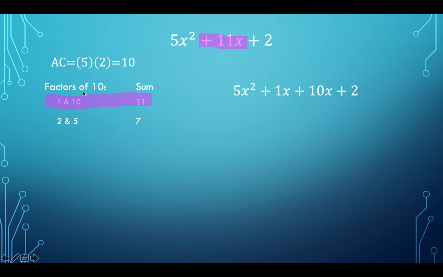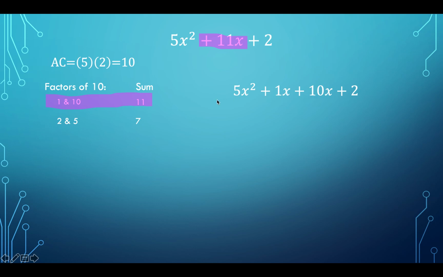So we're going to use our factors to rewrite it. Our factors that gave us sum 11 were 1 and 10. So now we're going to write plus 1x plus 10x. If you simplified them back down, you got this answer back. So you're basically working backwards. You're breaking up that middle term. So we have 5x squared plus 1x plus 10x plus 2.